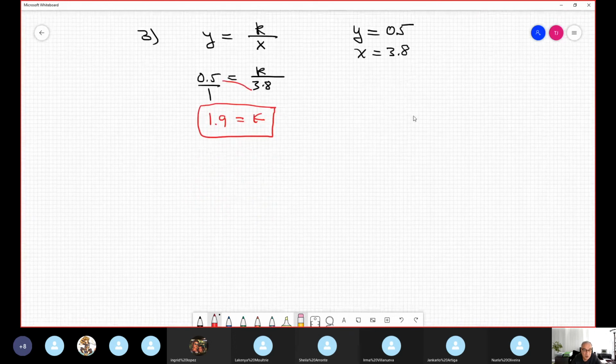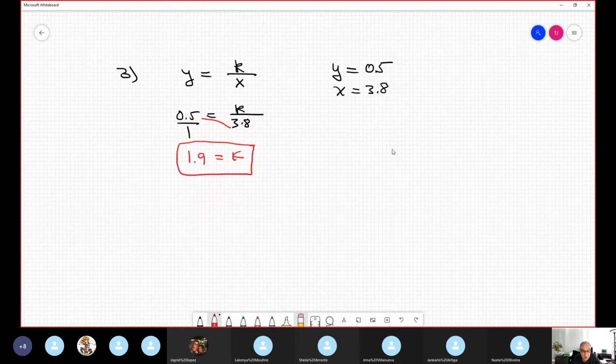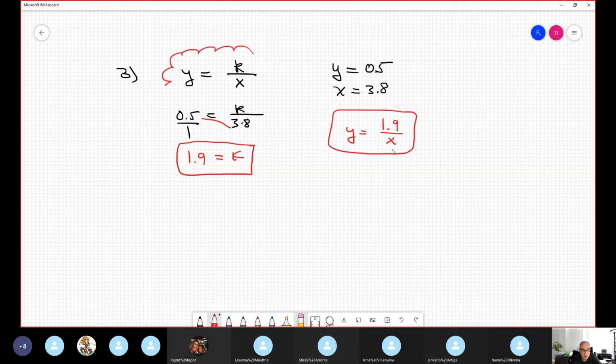Variation, guys. What is the formula? What's the equation for the variation? Well, the formula is y is equal to 1.9 divided by x. Substitute the constant of proportion into the original expression that you supposed is inversely proportional.